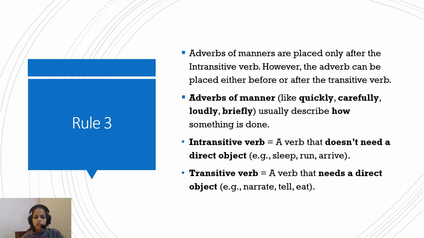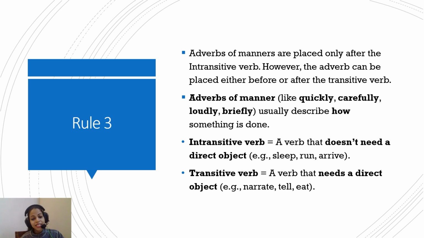Now, rule 3, and pay attention to this one, because this one can be a little confusing at times. Adverbs of manner are placed only after the intransitive verb. However, the adverb can be placed either before or after the transitive verb. Now, what are the adverbs of manner? The adverbs of manner tell how something is happening, or the nature of something. Is it happening quickly? Is it happening loudly? Is it happening briefly? So they usually describe the how of something happening.